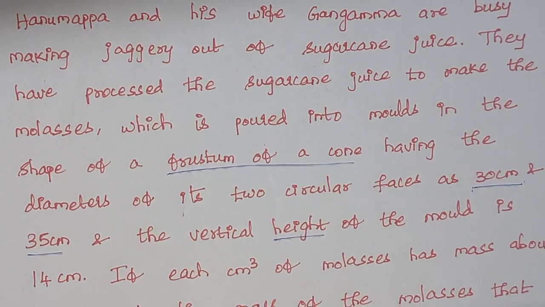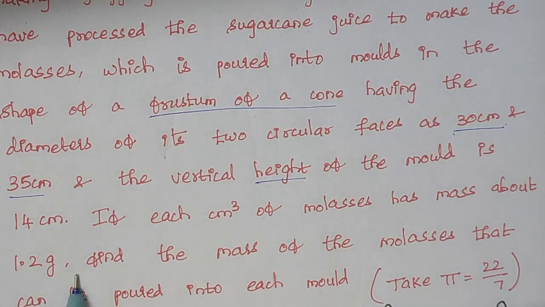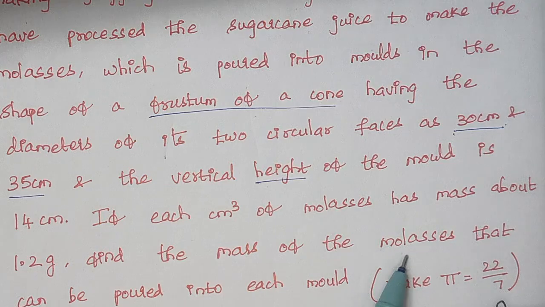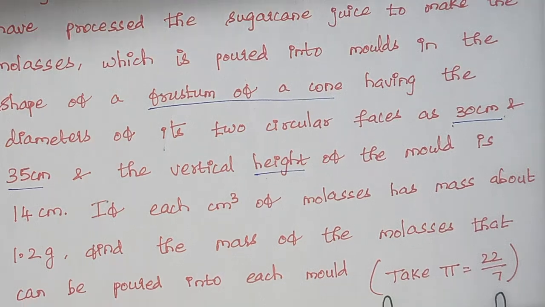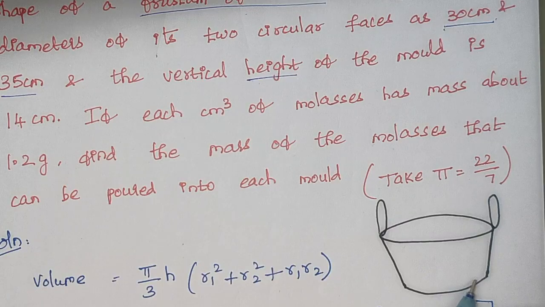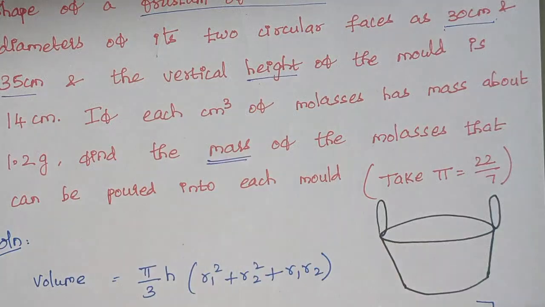So now you see, if each centimeter cube of molasses has mass about 1.2 gram, right? 1 centimeter cube of molasses has a weight of 1.2 gram. So find the mass of the molasses that can be poured into each mold. So here you see the mold is in the shape of a frustum of a cone, right? This is the shape of a mold. And here what is poured inside? Molasses is poured inside. Right. So here we have to find the mass of the molasses. Mass is nothing but weight. Okay. Weight in gram or kilogram.